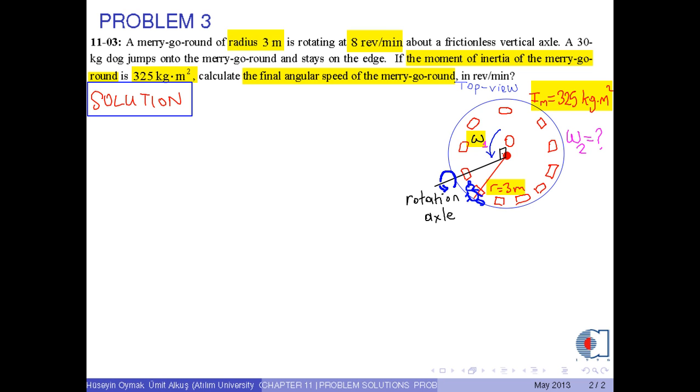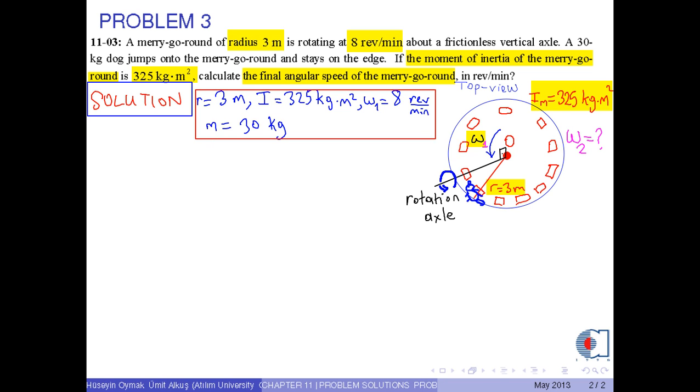First of all, we write the given quantities in SI units. However, omega 1 has units of revolutions per minute, which is a non-SI unit. We leave it so, since we will calculate the final angular speed of the merry-go-round in revolutions per minute.